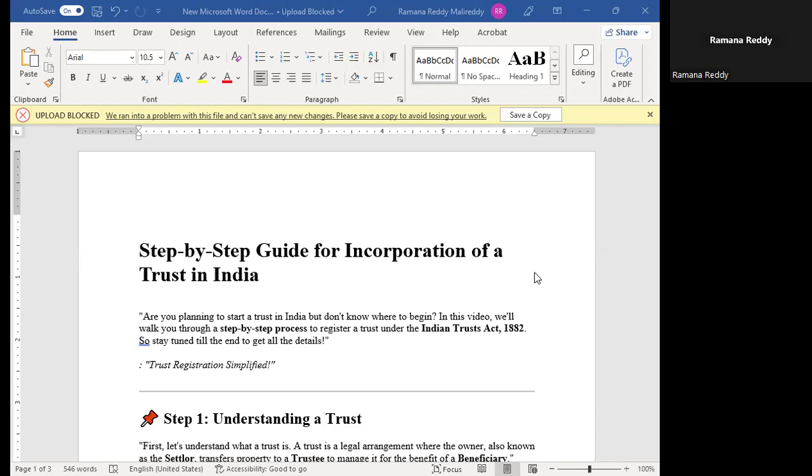Now we will discuss a very important topic, that is incorporation of a trust in India. Now I will give you a detailed step-by-step guide for incorporation of a trust in India. Are you planning to start a trust in India, but you don't know where to begin? In this video, we will walk you through a step-by-step process to register a trust in India under Indian Trust Act 1882. So stay tuned till the end to get all the details. Trust registration is very simplified.